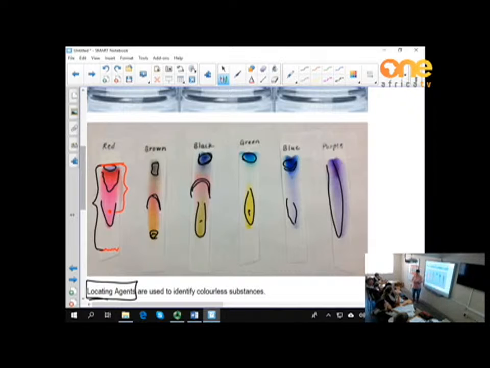It will always be less than 1, because if it moves up to the solvent, it's the same amount divided by the same amount, which gives 1. No. So we find that the most soluble substances will have a value very close to 1, and the least soluble substances will have a value far away from 1, 0.25, for example.